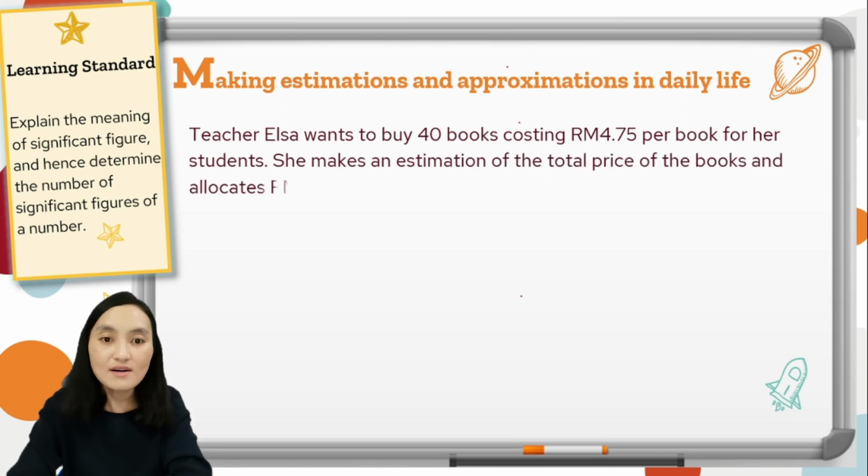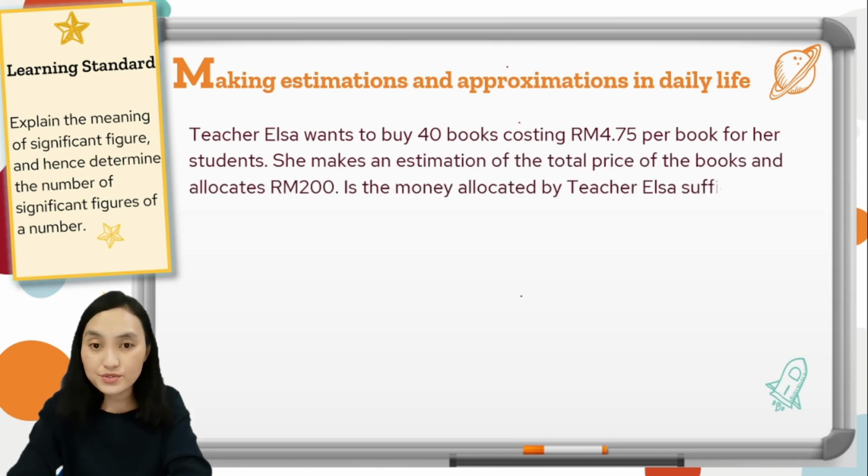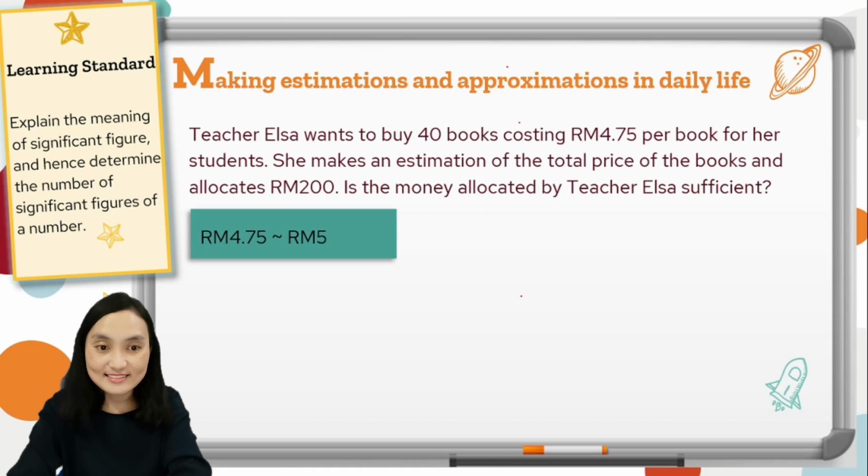Teacher Elsa wants to buy 40 books, costing 4.75 ringgit per book for her students. She makes an estimation of the total price of the books and allocates 200 ringgit. Is the money allocated by Teacher Elsa sufficient? Let's look at the solution.